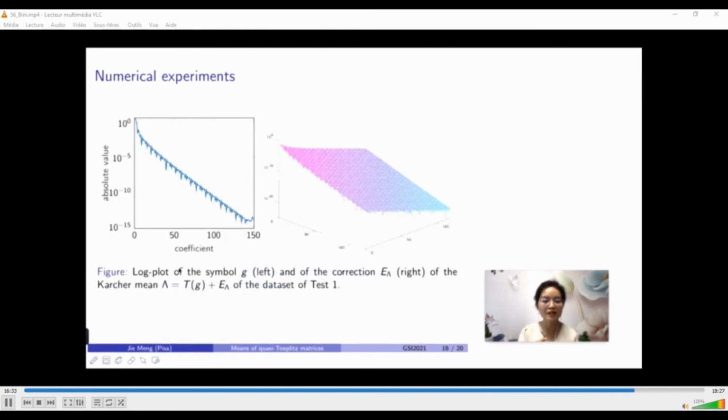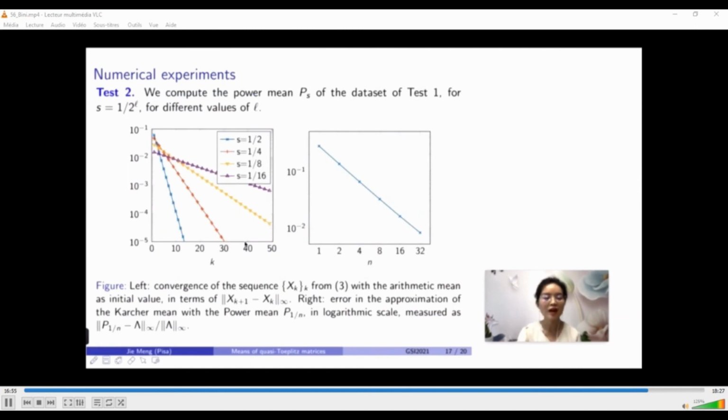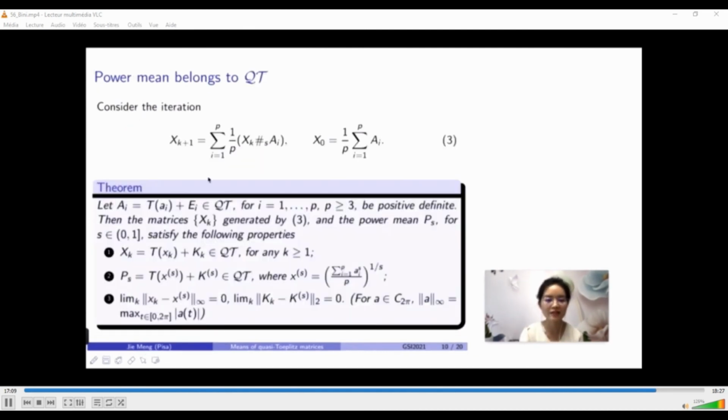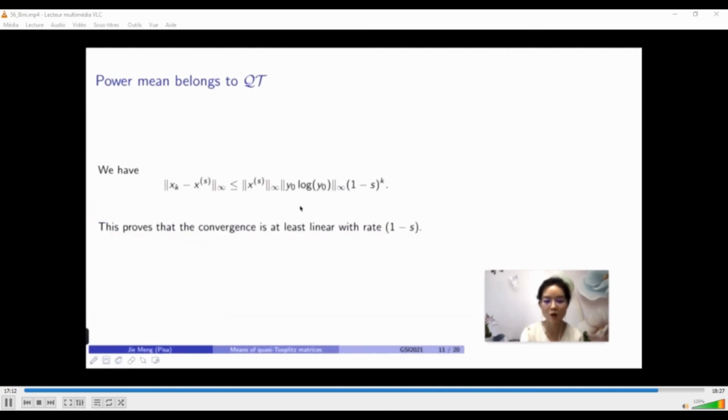And this figure gives an idea of the structure of the computed Karcher mean. This means that even though the Karcher mean is of infinite size, if it has the quasi-Toeplitz structure, then it can be approximated by a finite number of parameters. Okay, this numerical experiment shows the convergence behavior of the power mean to the Karcher mean. This one shows the convergence of the sequence x_k of the fixed point iteration, here this iteration, and we know that the convergence is linear.